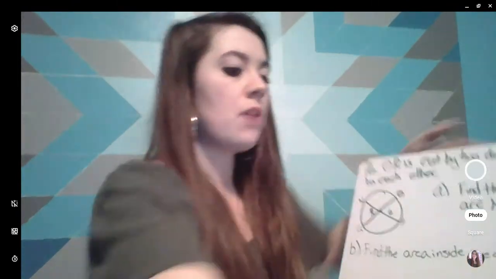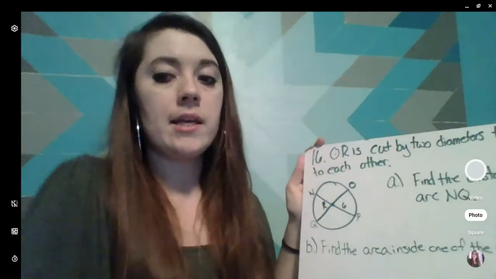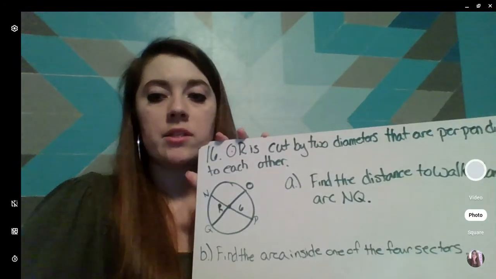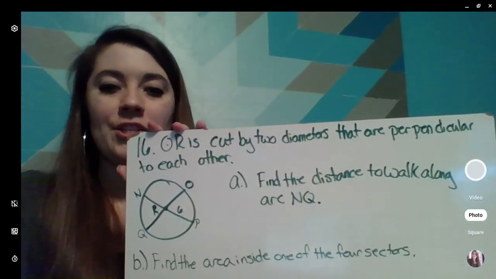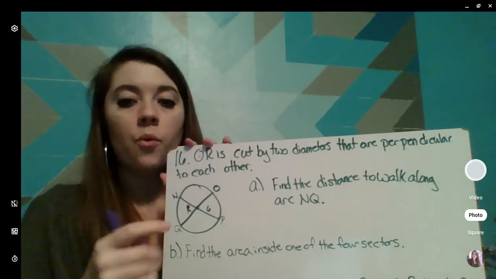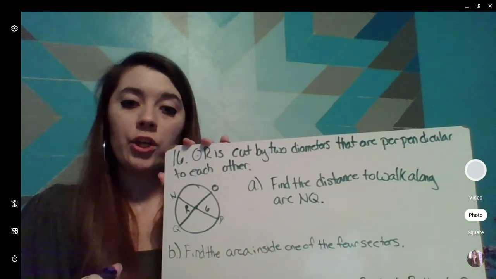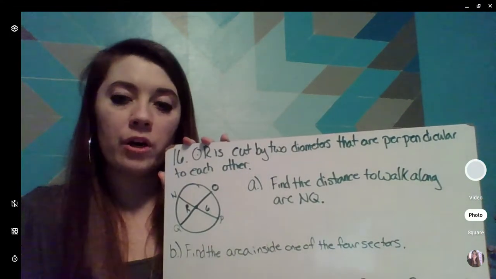Okay, so what it's telling us is circle R is cut by 2 diameters that are perpendicular to each other. So what we want to do first is find the distance to walk along the arc NQ. Now, we've been saying a lot about arcs. Arc is your key word for this lesson.